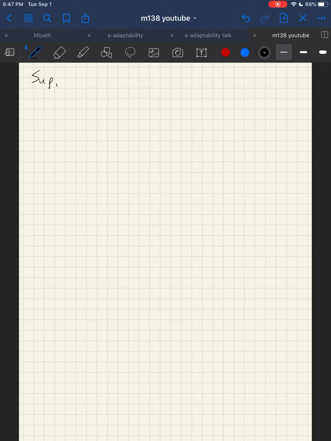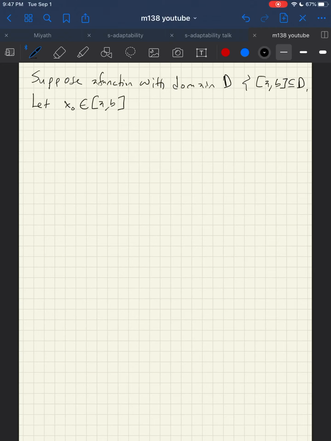So suppose a function with domain D, and that a, b is a closed interval that's a subset of D. Further, let's let x naught be an element of this closed subinterval. And we're going to let y naught equal f of x naught. Okay.